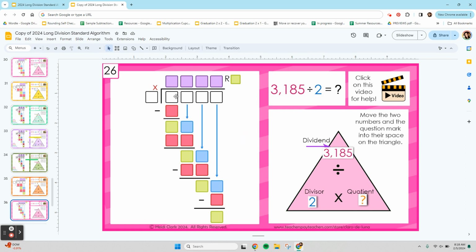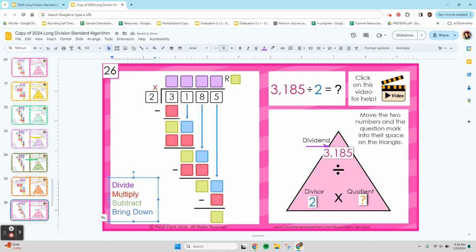If you have the slideshow, you just click and type, and you can also follow along on a piece of paper. Just write this out, and then we'll divide together. We're following our standard algorithm steps: divide, multiply, subtract, bring down, purple, red, green, blue. And let's go ahead and get started.